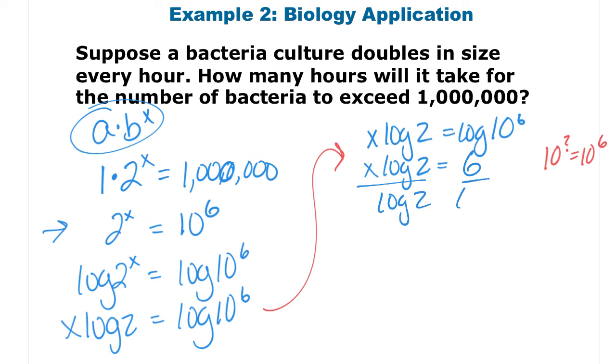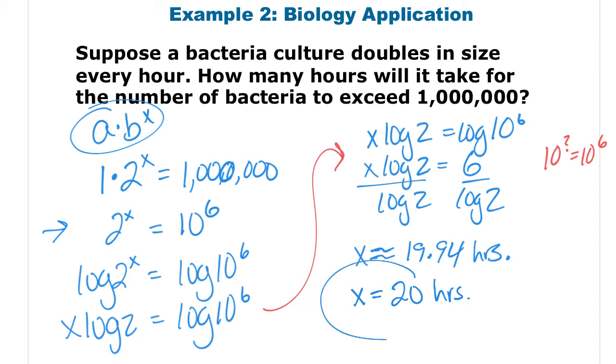And then I'm going to divide both sides by log of 2. If I use a decimal approximation, I would get x to be 19.94 hours. That's when it's going to equal 1,000,000. We wanted to know when it's going to exceed, and in real life, we would just round that to 20 hours anyway. So at that point, it's going to be over 1,000,000.